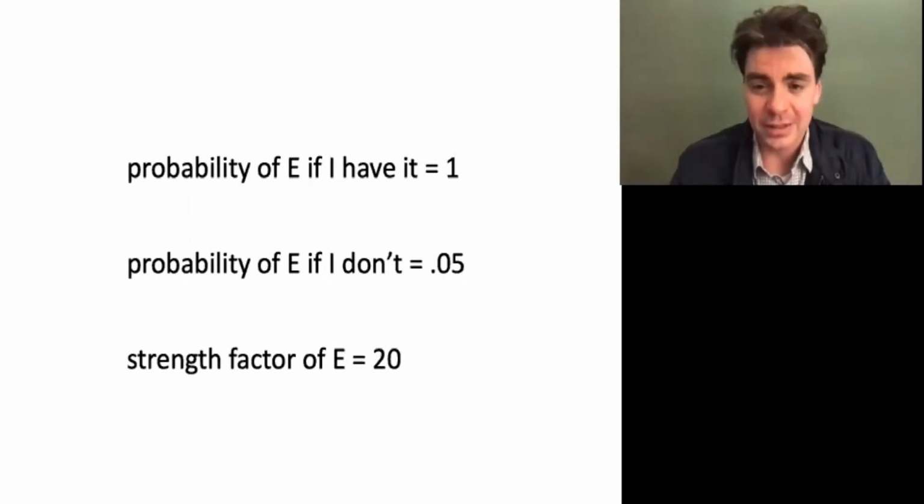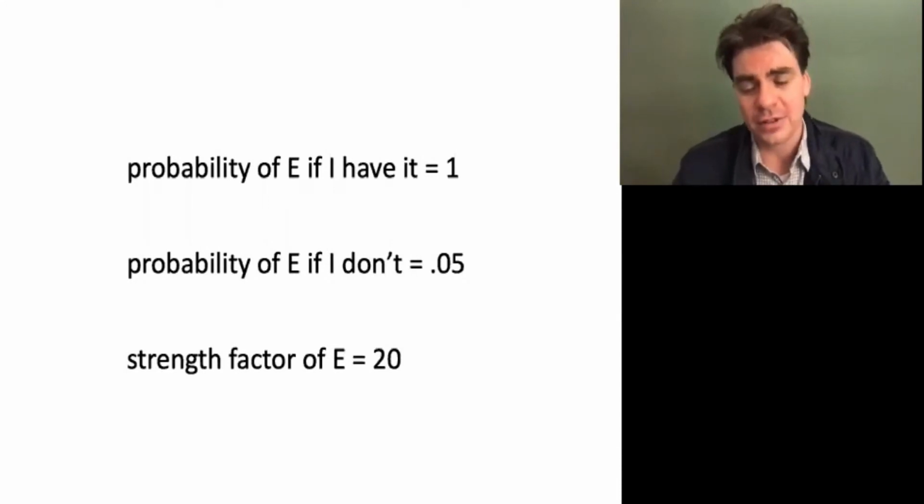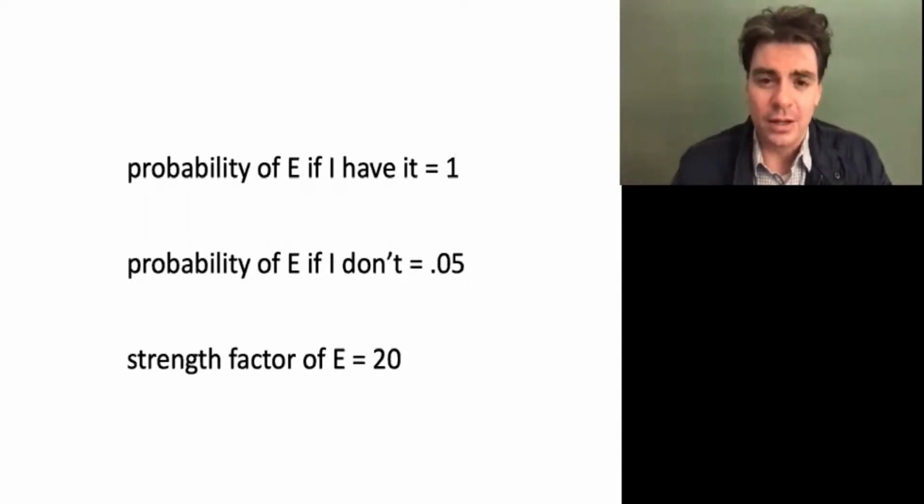100%, that is. If I don't have the disease, what's the probability I get a positive test? Well, 5%. Okay, so it's a strength factor of 20. This is very strong evidence. And keep in mind, a strength factor of 20 is the kind of evidence where in a lot of sciences, people will say that you can reject the null hypothesis, right? Like this is really good evidence that you have the disease.